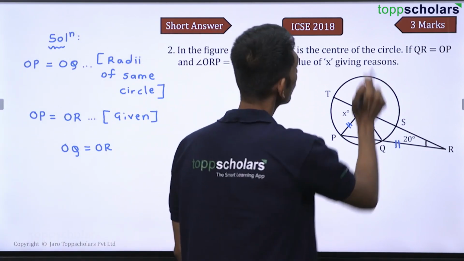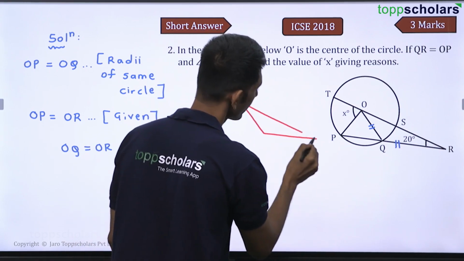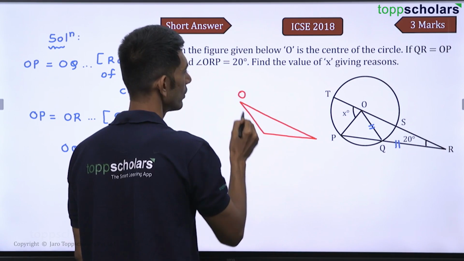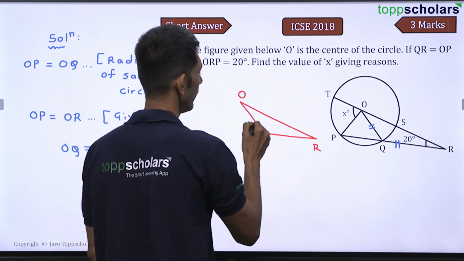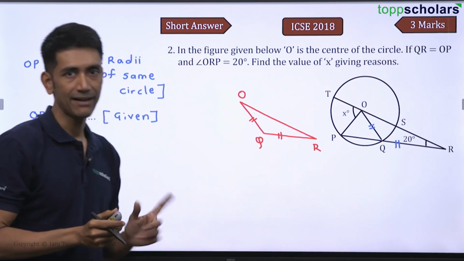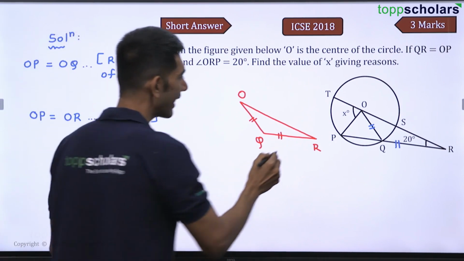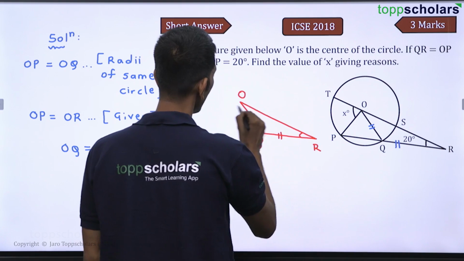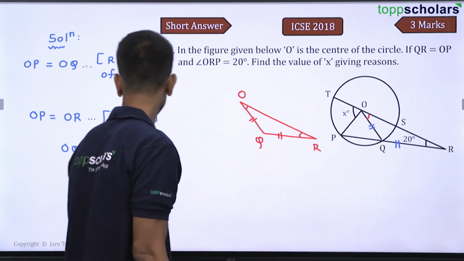So OQ is equal to OR and I have a triangle OQR, right? I have a triangle OQR where these two sides are equal. So can I say this is an isosceles triangle? And we know that in an isosceles triangle, the base angles are equal. So can I say angle R is equal to angle O here? So this angle O is also going to be 20 degrees.